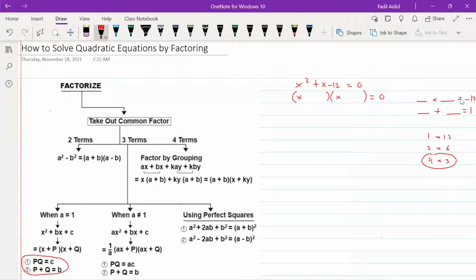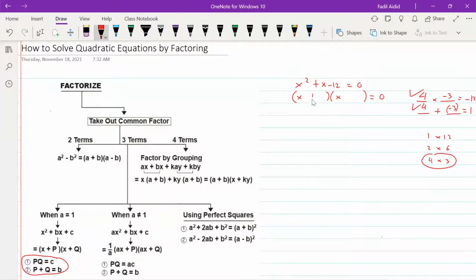4 times 3 is 12, but it's supposed to be -12. So you need to put a minus on one of the numbers. When you add them, it must be +1. So you need to put the minus on the smaller number. So try 4 and -3. This is correct. 4 plus -3, which is the same as 4 minus 3, is 1. So this is also correct.